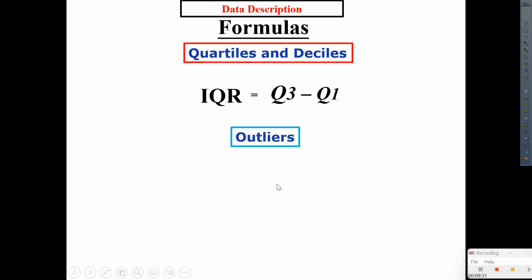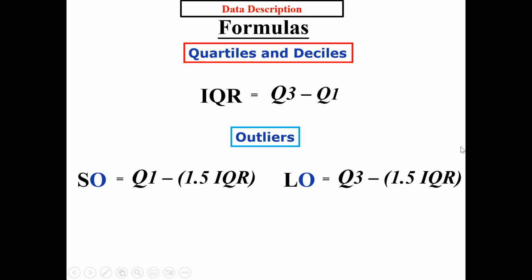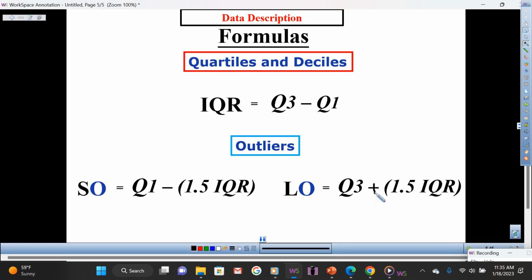So today we're going to be talking about outliers. How do we detect those? Here we go. Write these formulas down, please. Outliers. I just wrote SO, or small outlier. You find that by getting the Q1 and subtracting 1.5 times IQR. And the large outlier, you take the Q3 and you subtract, oh, my bad, this is you add, sorry. Here you add 1.5 times IQR. Those are the two little formulas that we're going to use to detect an outlier.